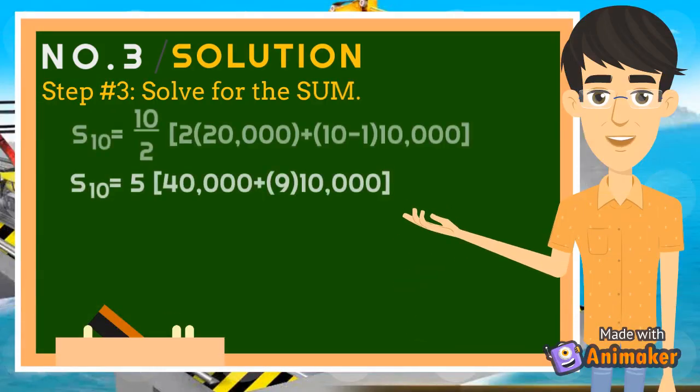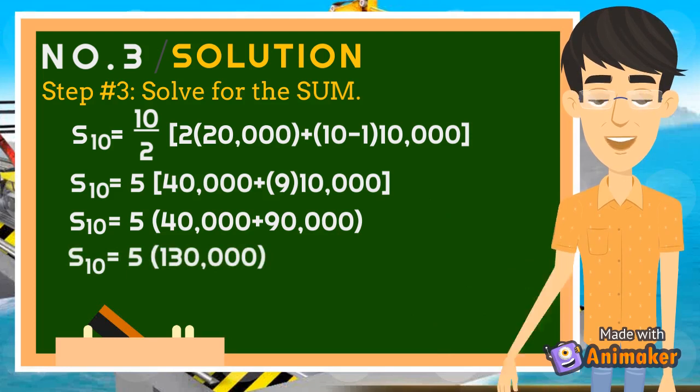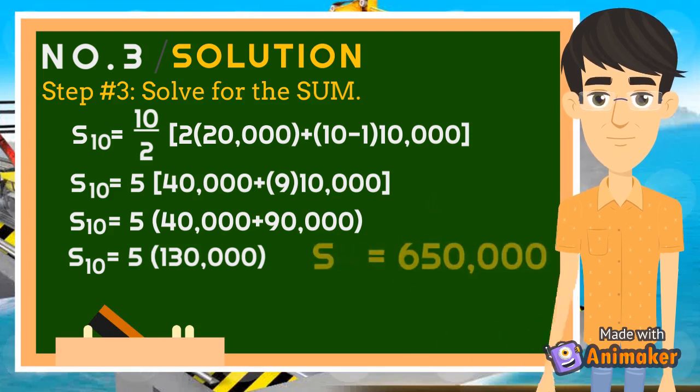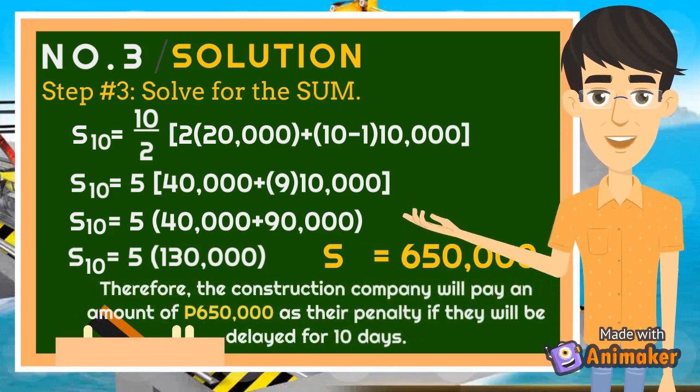Let us now start solving for the sum. Simplifying our newly substituted formula, we can get S sub 10 equals 5 as the result of 10 over 2 times the quantity of 40,000, coming from the product of 2 and 20,000, plus 90,000, which is the product of 9 and 10,000. Next, we add 40,000 and 90,000, which gives us 130,000. We will then multiply it by 5, for us to get our final answer, S sub 10, which is equal to 650,000. Therefore, the construction company will pay an amount of 650,000 pesos as their penalty if they will be delayed for 10 days. Are we all clear, brainiacs? If yes, let us proceed to assessment.